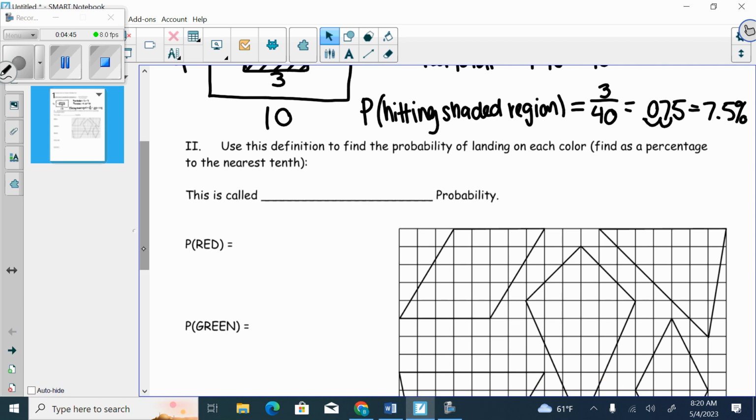All right? Okay, so now that we know the process, they give us a few different pieces down here saying using this definition, find the probability of landing on each color, find as a percentage to the nearest 10. So what we're doing here is we're saying if you throw a ball, theoretically, what's the percentage of it landing on those spots? So this is what we call theoretical probability.